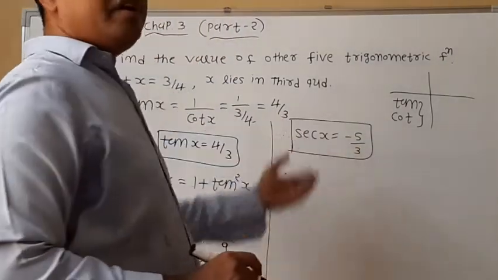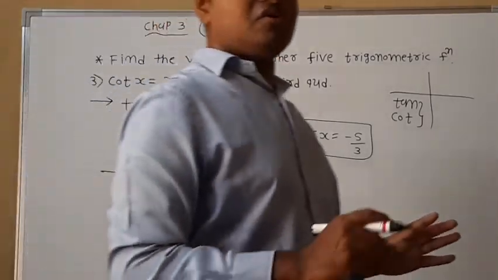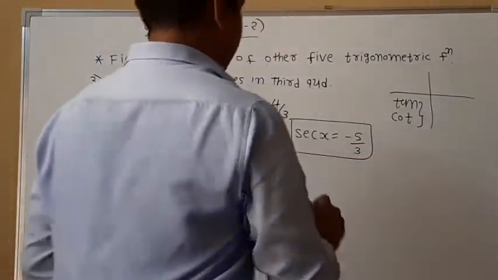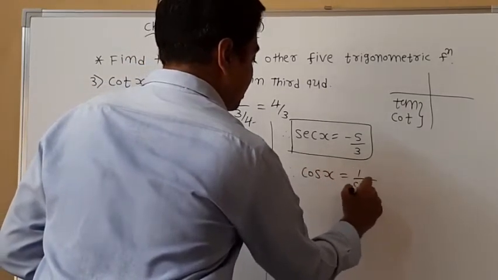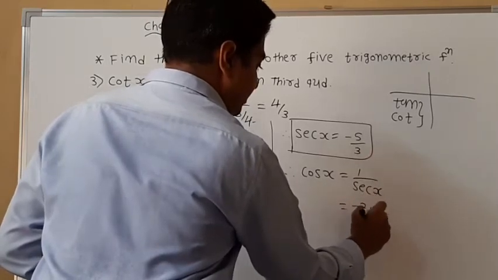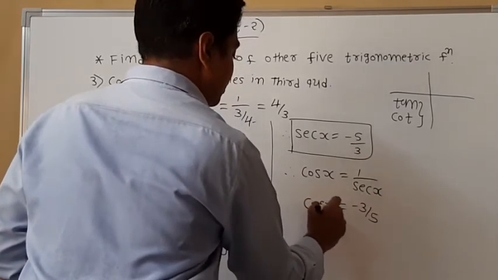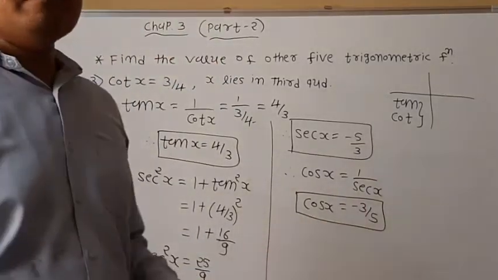Now find the value of cos x. We know that cos x is equal to 1 upon sec x, so cos x is equal to 1 upon sec x, which is minus 3 upon 5. So cos x is equal to minus 3 by 5.